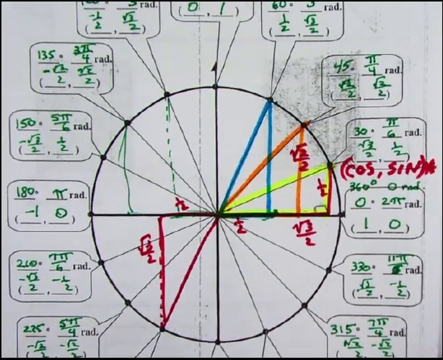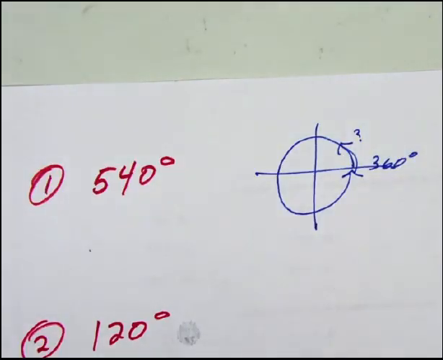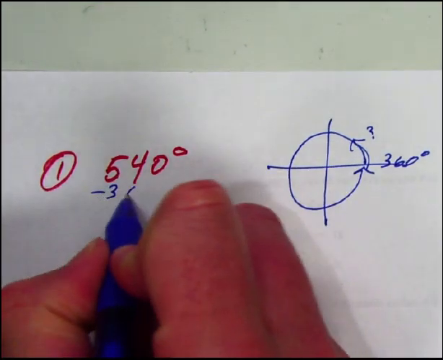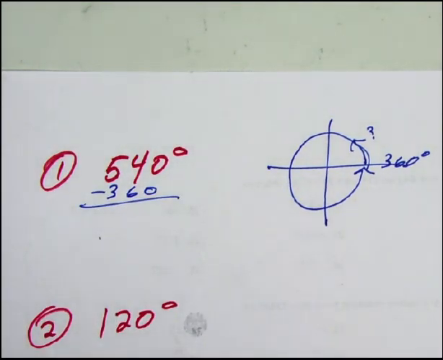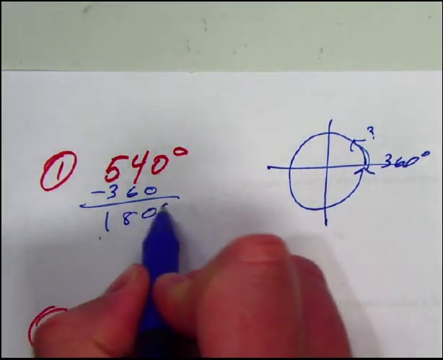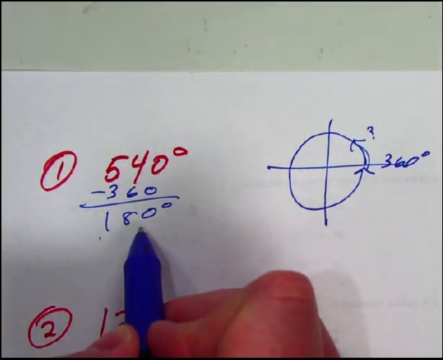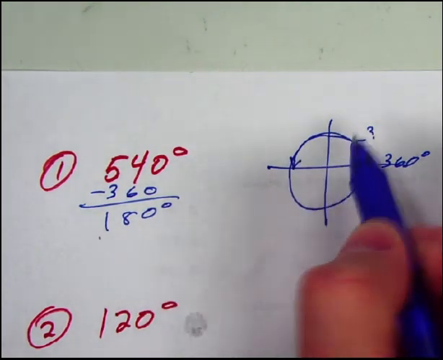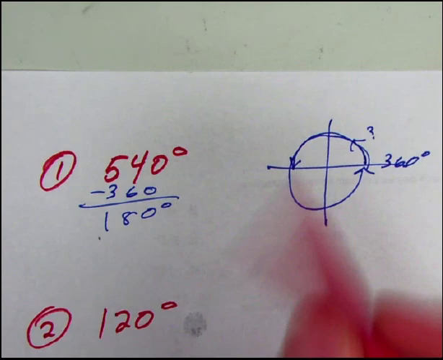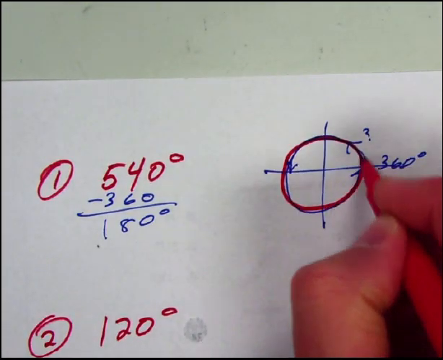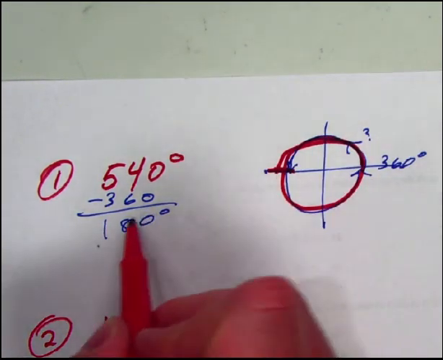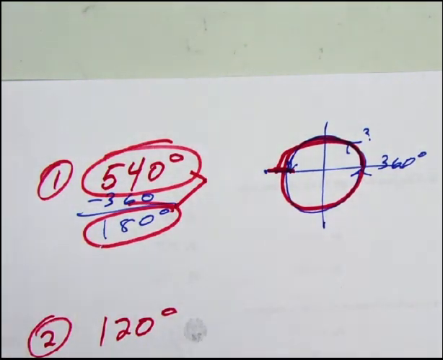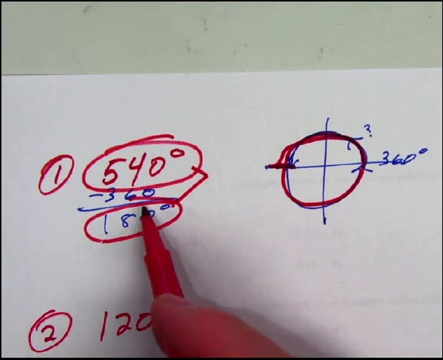So 540 degrees we know is past a full lap, so literally all you do is you just take out 360. Because 360 is a full lap, I'm left with 180. So 540 is coterminal with 180. It stops at the same place. So if I were to travel 540 degrees, it would be all the way around and that much more. So we say that these two angles right here are coterminal. So basically you're taking out the full laps by subtracting 360.